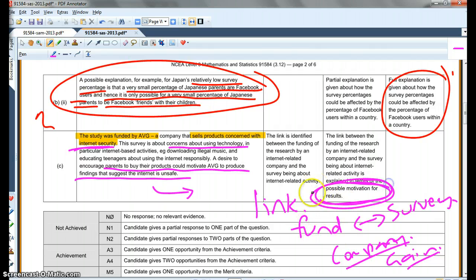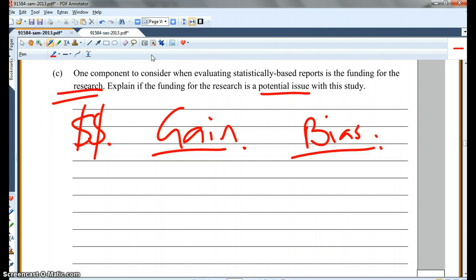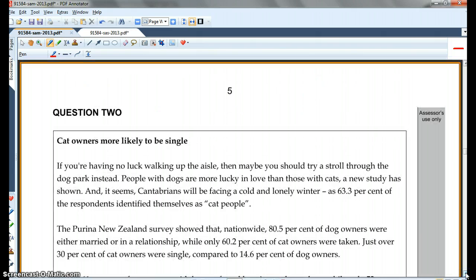So if you think, what's in it for them? What's in it for them? Okay? Think in those terms, and you should be able to gain some easy marks.